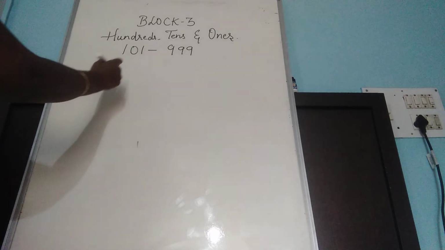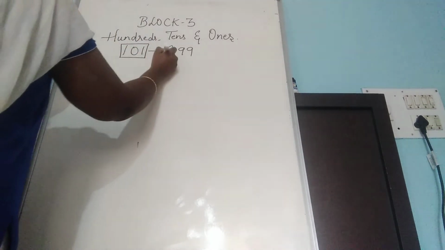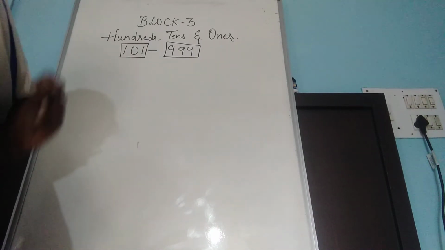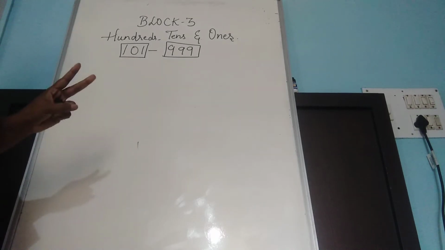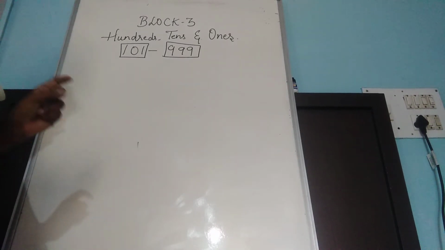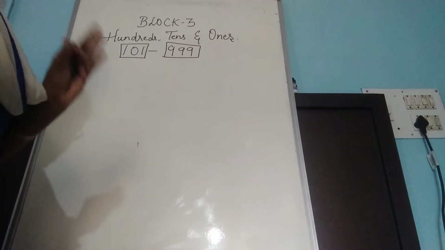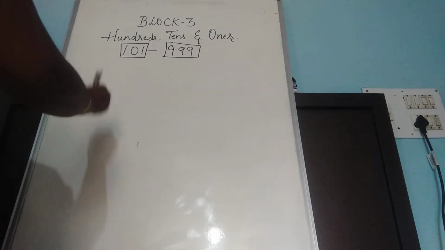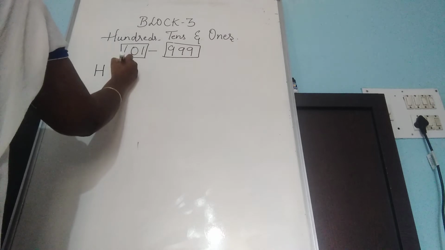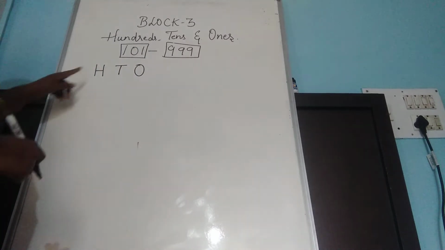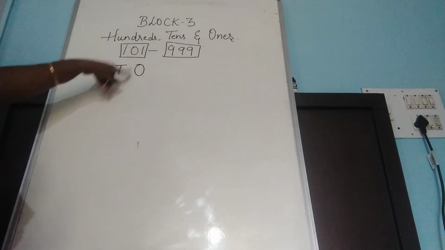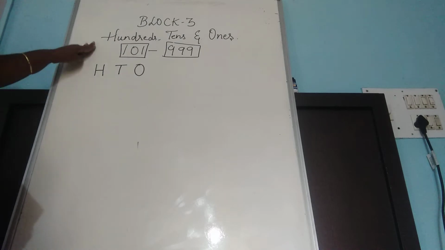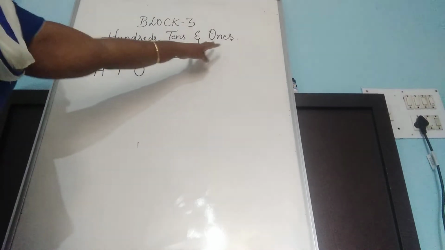As I told you, the 3 digit number has place value. Any digit numbers will have a place value. If it is a 2 digit number, it will have 2 place values, that is ones and tens. If it is a 3 digit number, it will have place values hundreds, tens and ones. That is the reason you wrote any 3 digit number representing HTO. H means hundreds, T means tens and O means ones.